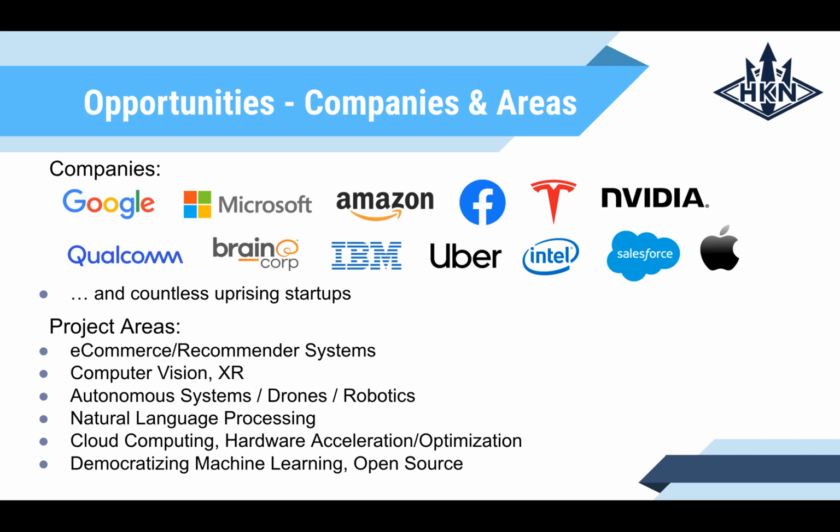And just I guess cover again the project areas. The main thing, as we mentioned previously, is maybe e-commerce, recommender systems, and then computer vision, XR, and then autonomous systems, drones and robotics, and natural language processing, cloud computing, hardware acceleration, optimization, and also democratizing machine learning and open source. And that might sound a little confusing, but really that's just what TensorFlow and PyTorch are.